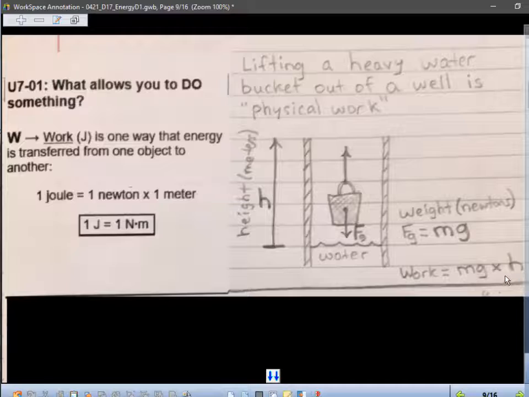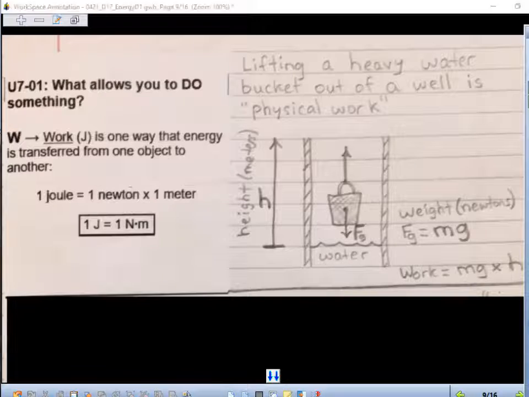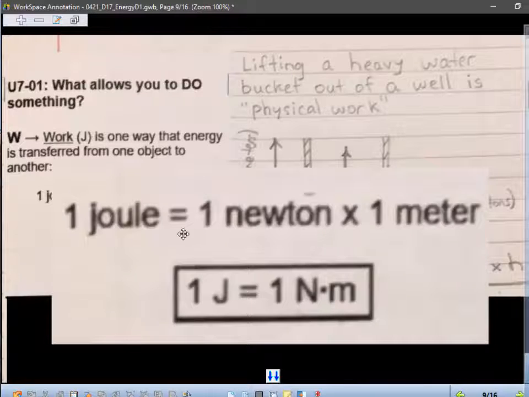All right, so that's it for our notes for today. So I want you to put this together. We're going to do our last review questions. In order to have work done, you have to have newtons and meters. You need to have force and distance both being done, force and distance. So something's got to be moving, and you have to be applying a force to it.